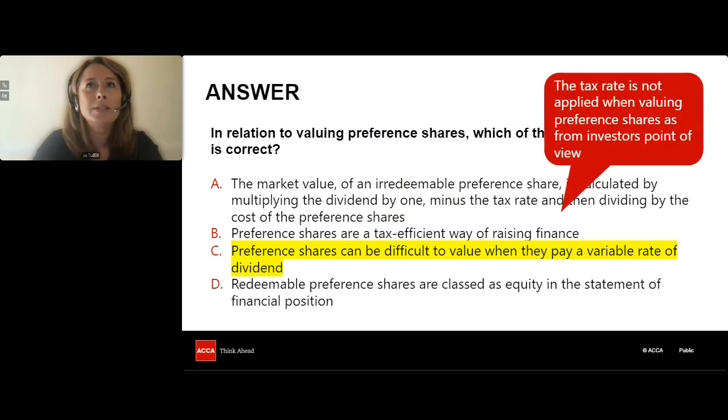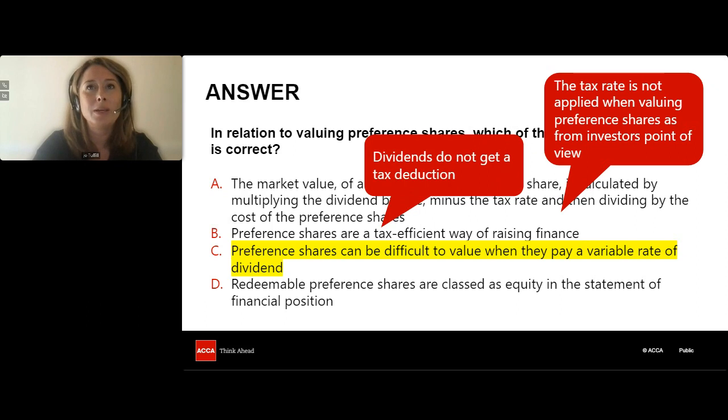A, the tax rate is not applied when valuing preference shares as it's from an investor's point of view. And also, dividends do not get a tax deduction anyway. So it's wrong on both counts. First of all, we do it from an investor's point of view. And secondly, dividends do not get a tax deduction.